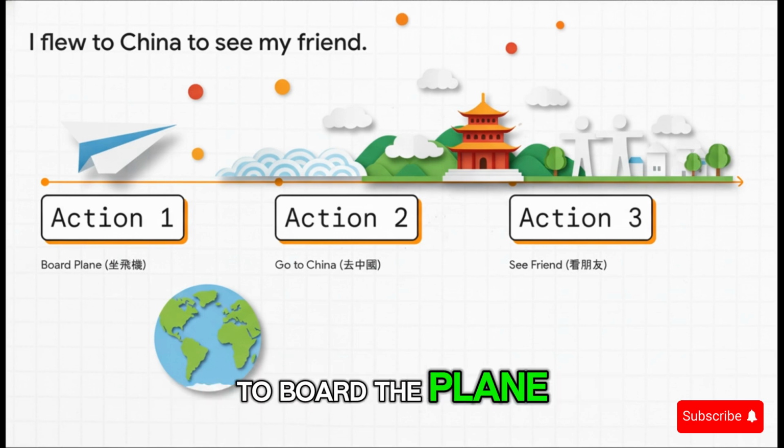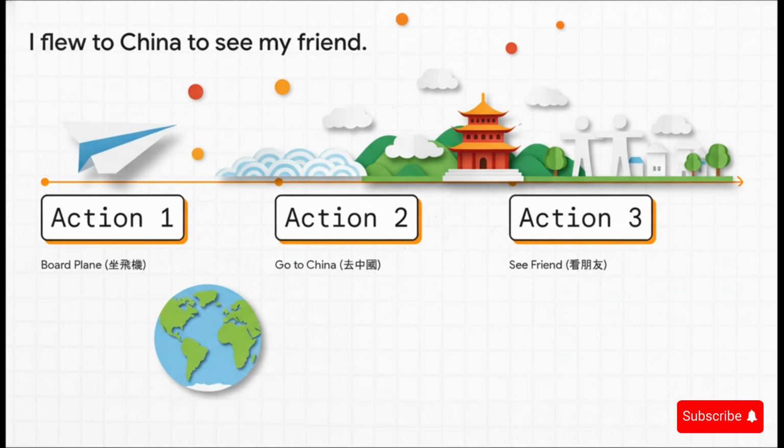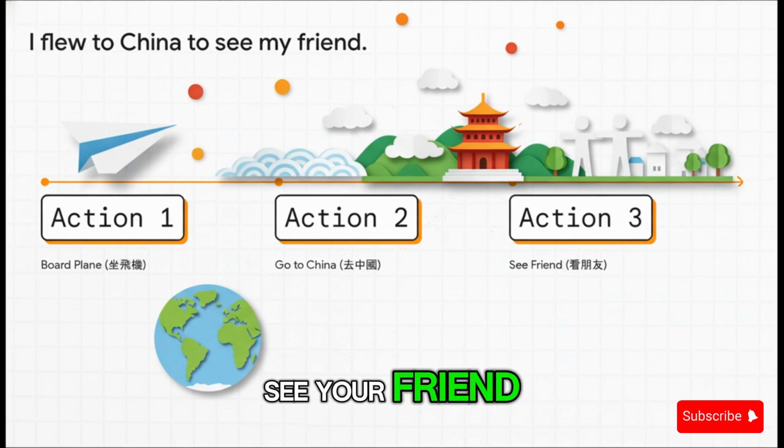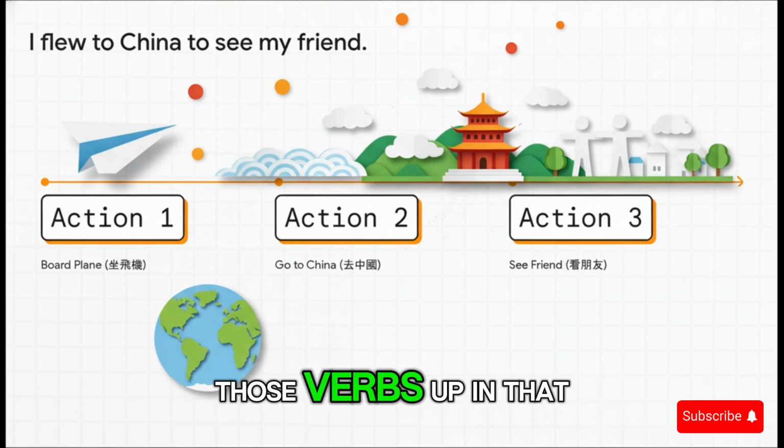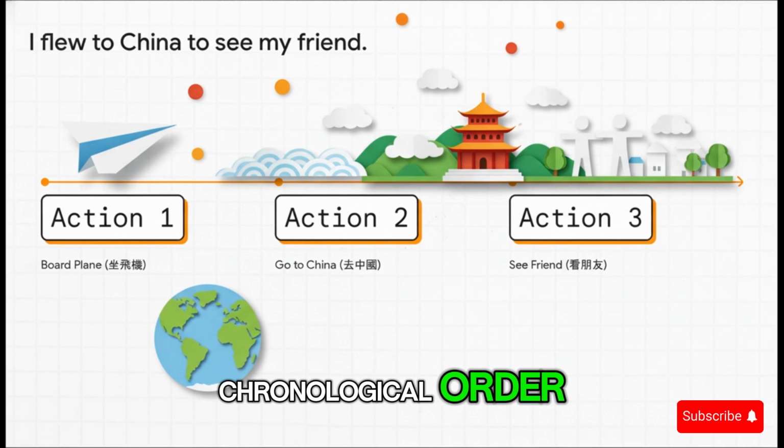You have to board the plane. What happens next? You go to China. And what happens last? You see your friend. Chinese grammar just stacks those verbs up in that precise chronological order.